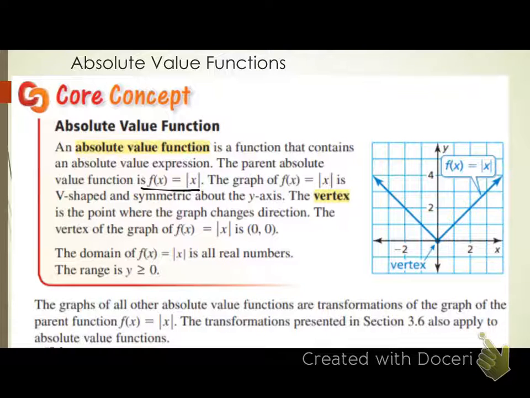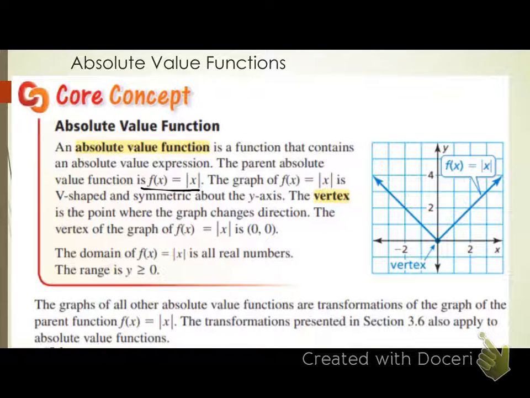So, here is our parent function over here to the right. Notice it has that sharp turn. It's not a curve down at the bottom, is it? It's a point. So anytime you see a V shape like that, whether it's upside down or right side up, it could be wider, it could be skinnier, it could be translated up or down, right or left, then you know you're going to have an absolute value function. So if you see the V shape, it's an absolute value function.